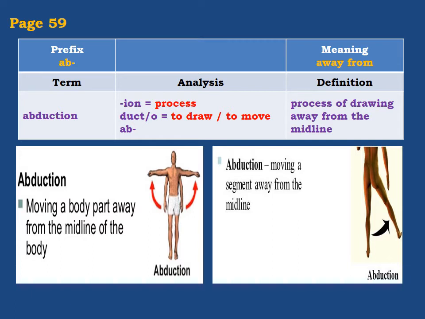And ab, of course, means away from. So the meaning is the process of drawing away or moving away from the midline. All right. So moving away, the process of drawing away or moving away from the midline. Now let's look at the first picture here, abduction. What does it mean again? Moving a body part away from the midline of the body. Now look at the arrows here. This person is moving his arms away from his body.